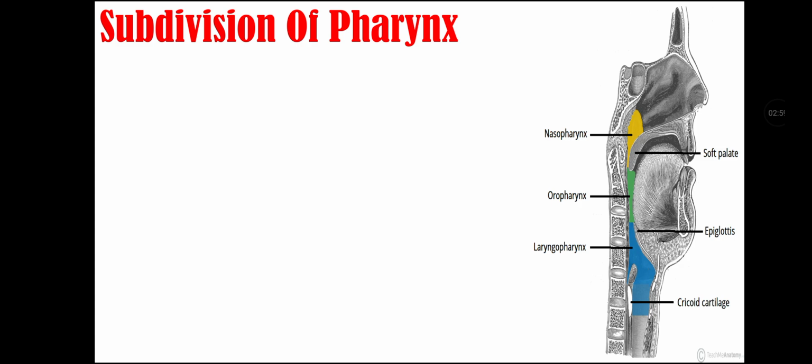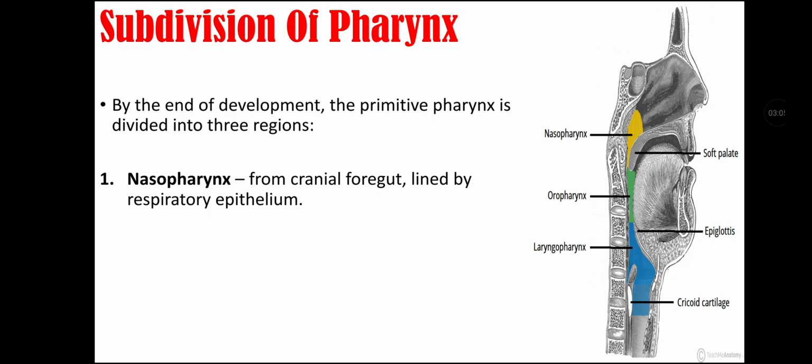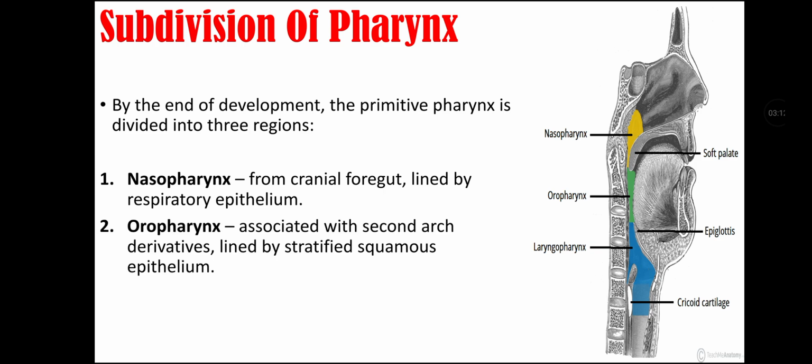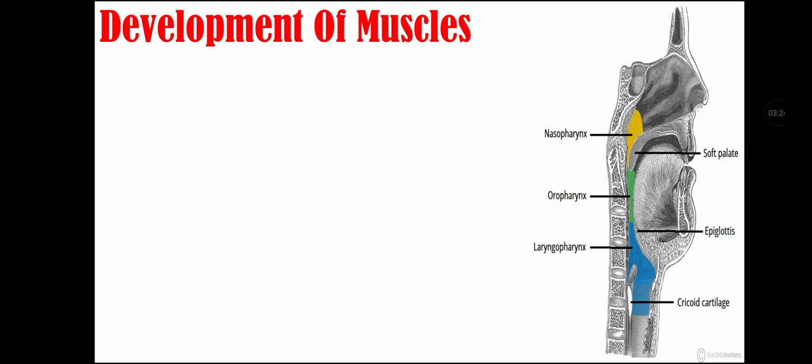Talking about subdivision of pharynx, by the end of development, the primitive pharynx is divided into three regions. That is nasopharynx that forms from the cranial foregut and is lined by respiratory epithelium. Oropharynx that is associated with second arch derivatives and is lined by stratified squamous epithelium. Third region is laryngopharynx, the caudal pharyngeal region that leads to the esophagus and larynx.